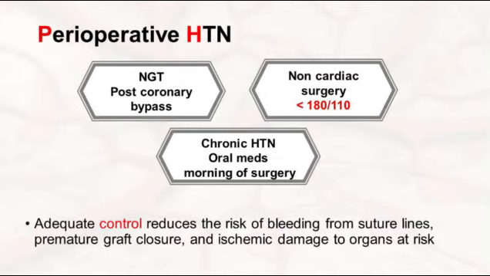Perioperative hypertension: I took the most important information, so we will focus on just small sentences. Nitroglycerin should be given to a post-coronary bypass patient. If the patient will go to surgery, but not cardiac surgery, blood pressure should be 180 and below. If the patient has chronic hypertension, the oral medication should be given on the morning of surgery. Adequate control will reduce the risk of bleeding from the suture lines, premature graft closure, and ischemic damage to organs at risk.